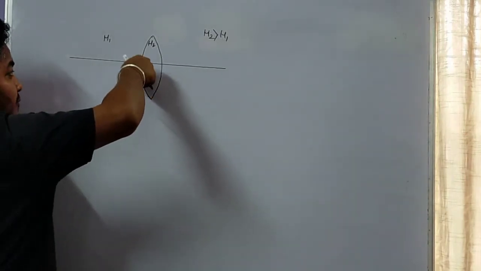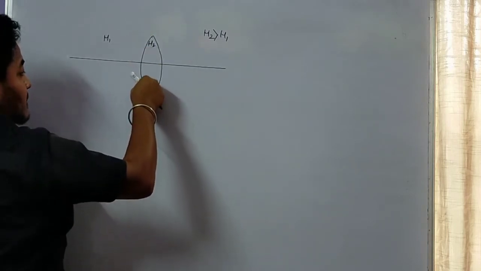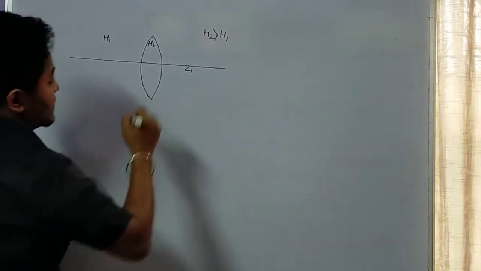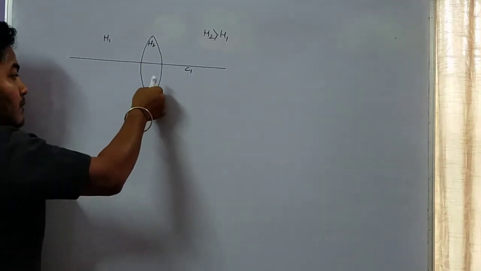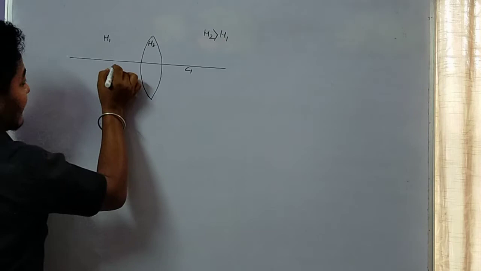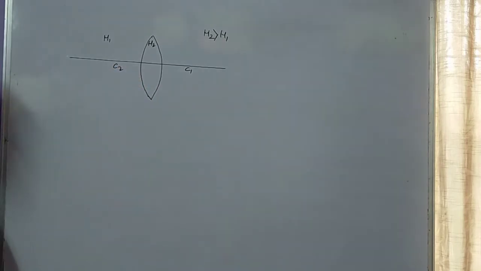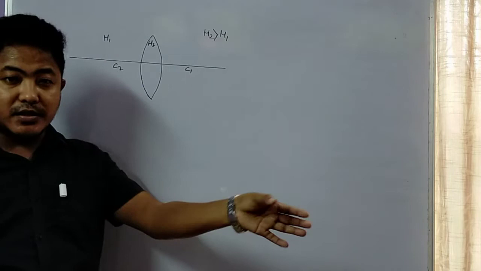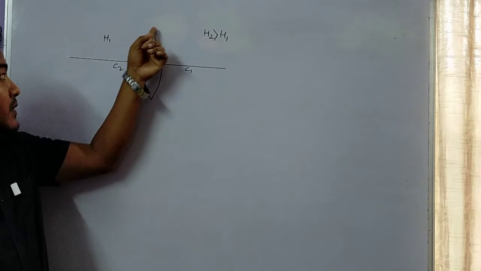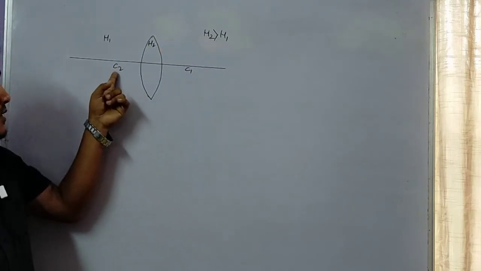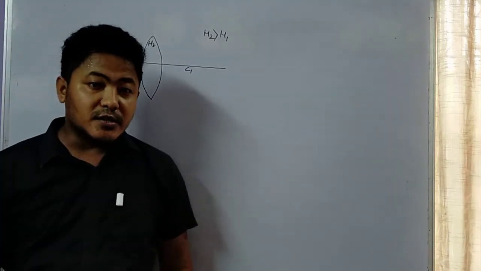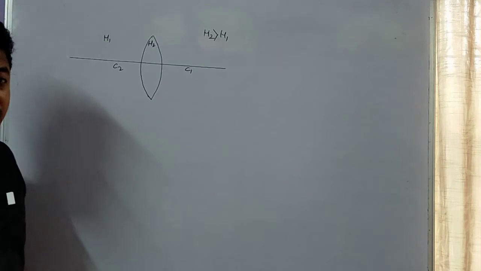Now you can see two surfaces here. This is one spherical surface, which has a center of curvature somewhere here, C1. And this is one more spherical surface, which also has its own center of curvature somewhere here, C2. You understood what C1 and C2 are? C1 is the center of curvature for this spherical surface, and C2 is the center of curvature for this spherical surface, as there are two spherical surfaces in the double convex lens.